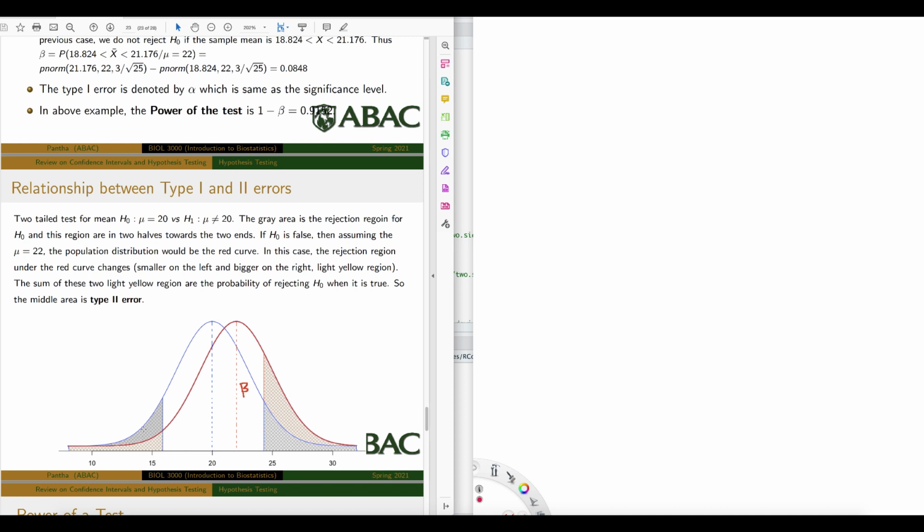But when do you get the type 2 error? Type 2 error occurs if the null hypothesis is not true. You fail to reject, but it is not true. So if H0 is false, assume that mu equals 22. In that case the normal distribution curve will be bell-shaped, with its peak on the mean, symmetric about 22. So the population distribution would be the red curve at that time.